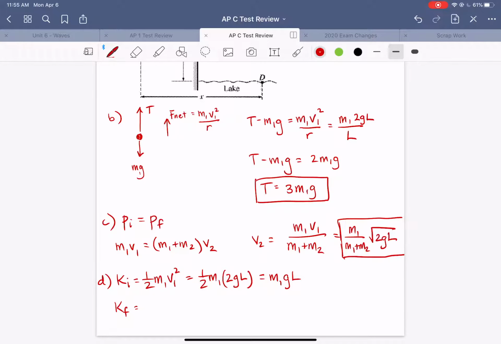Okay, after, we have the person plus the other object. Kinetic energy is going to be m1 plus m2 as the mass, and then our velocity is going to be v2 squared. So we have to plug in our answer from part C.